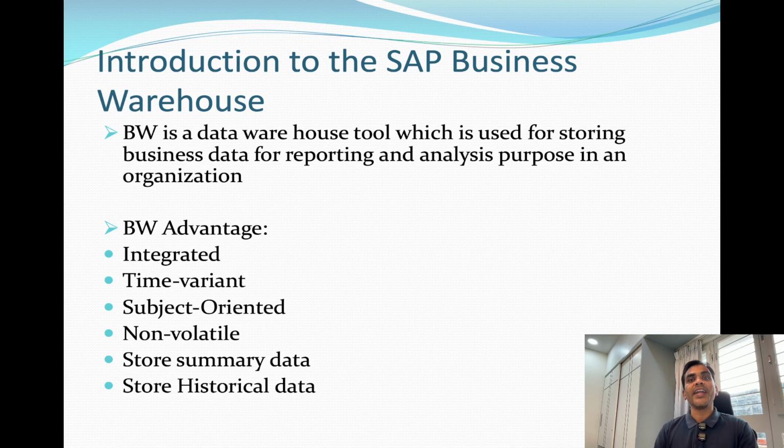What does integrated mean? Integrated means BW can store data from different business areas. For example, if you have a business, let's say a retail vendor, you have multiple departments like HR, FICO, marketing and sales. These are all integrated and we have their data in BW, which is called integrated.